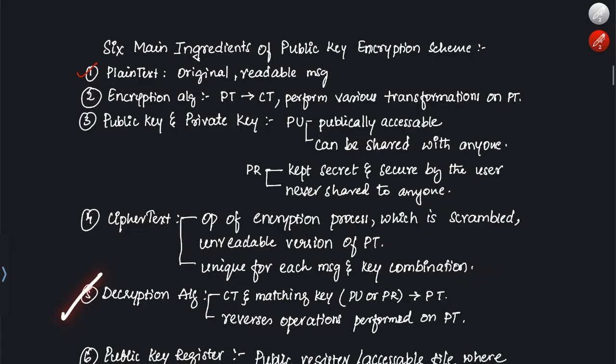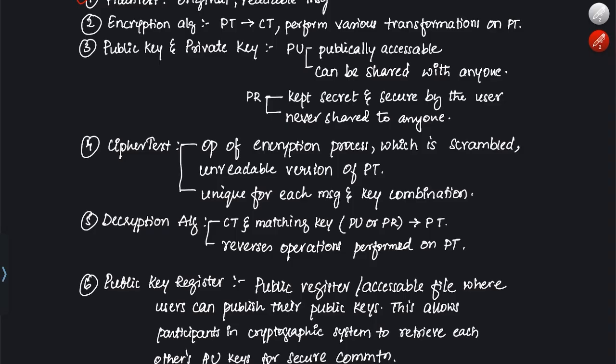Then we have the decryption algorithm. The decryption algorithm is the reverse of encryption. So here ciphertext to plain text conversion is happening. In order to do this, we require the matching key, either public or private. So the decryption process is the opposite, right? Reverse.